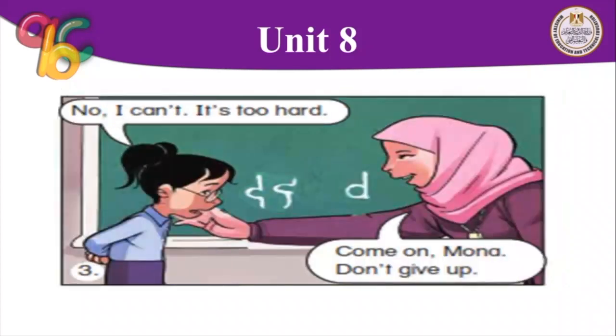Of course Mona is frustrated, and she sees it as hard, and said, No, I can't. It's too hard. Too means very, very. I see it as too hard. As you can see, she tried on the board but she couldn't do it right. So she said, No, I can't. It's too hard. Miss Dina is a nice teacher, so she said to her, Come on, Mona. Don't give up. What does don't give up mean, guys? That's right, don't surrender. Keep trying. No, I can't. It's too hard. Come on, Mona. Don't give up.